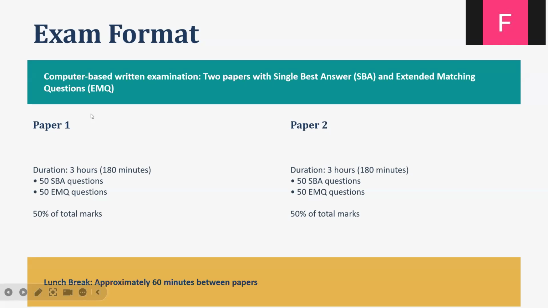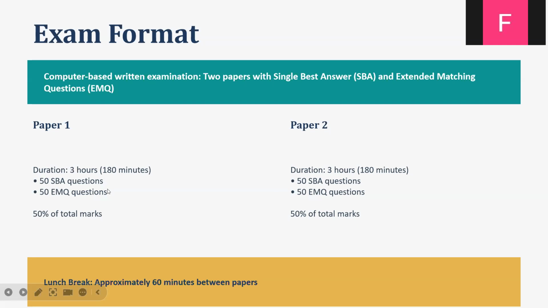It consists of two papers, Paper 1 and Paper 2. Both are equally 3 hours, 180 minutes. Each paper consists of 50 SBAs and 50 EMQs, and contributes 50% of the total marks. So basically, each paper is important, each SBA is important, each EMQ is important. There is a lunch break of 60 minutes in between the two.